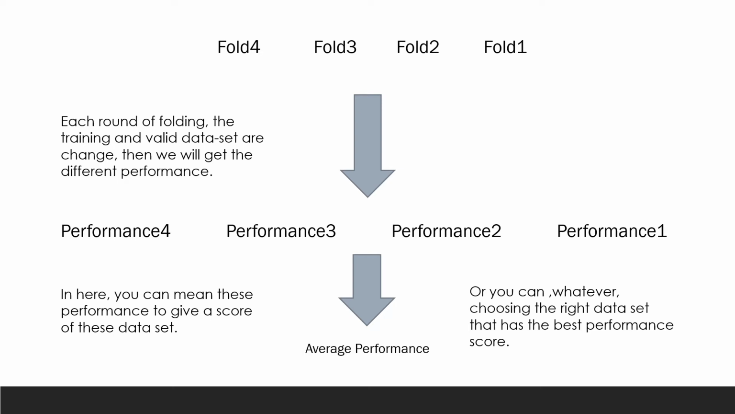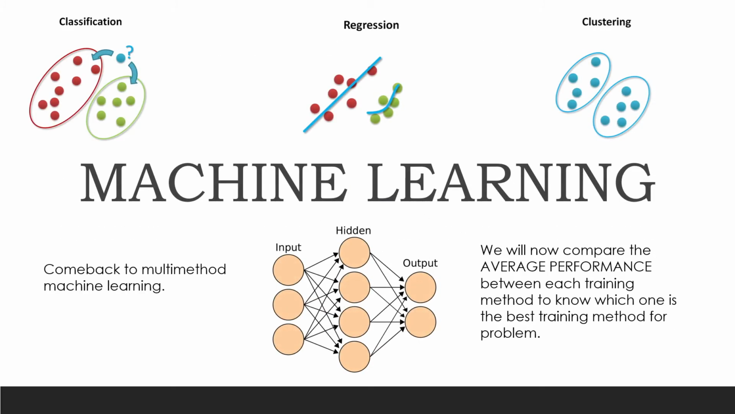In each round of folding, the training and valid data sets change, so we get different performances. Here you can average these performances to give a score for this data set, or choose the data set that has the best performance score. Coming back to multiple machine learning methods, we now compare the average performance of each training method to know which one is the best training method for the problem.